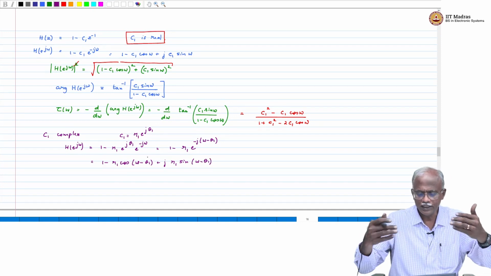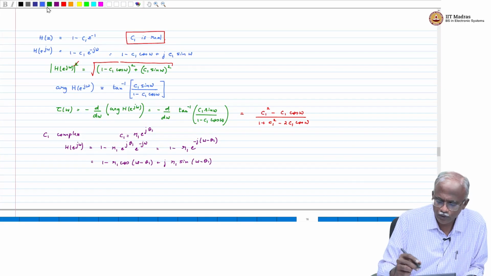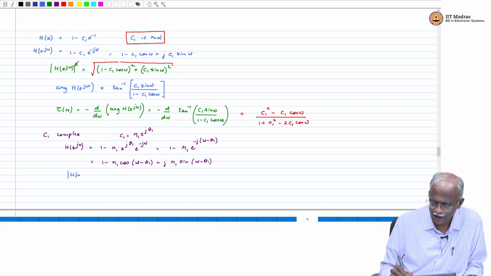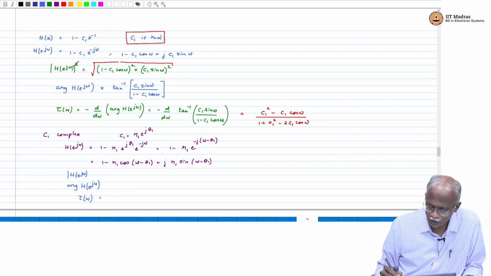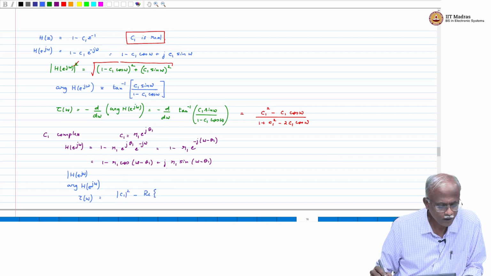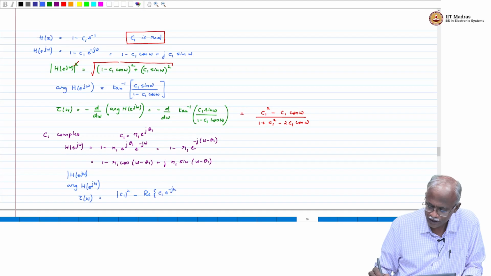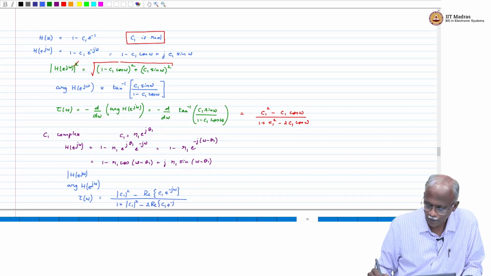Again you will start to see a similar pattern. What I would like you to do is evaluate the magnitude of H(e^{j omega}), get the argument of H(e^{j omega}), and finally get the group delay. I will just give you the final expression for the group delay, because I am assuming magnitude and argument will be straightforward. This will be equal to magnitude C1 squared minus the real part of C1 e^{-j omega}, divided by 1 plus mod C1 squared minus 2 times the real part of C1 e^{-j omega}.